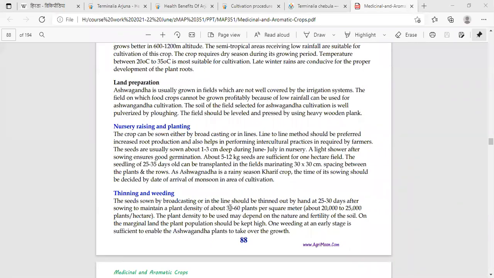Then afterwards the other intercultural operations, we can say thinning and weeding, can be done. The seeds sown by broadcasting or in lines should be thinned out by hand at 25 to 30 days after the sowing to maintain a plant density of about 30 to 60 plants per square meter. So that much plant population can be maintained. That means about 20,000 to 25,000 plants per hectare can be maintained. So this is the plant population, means in 1 hectare near about 20,000 to 25,000 plants can be present. The plant density used may depend on the nature and fertility of the soil. So on marginal land, the plant population should be kept high. One weeding at the early stage is then sufficient to enable the ashwagandha plants to take over the growth.